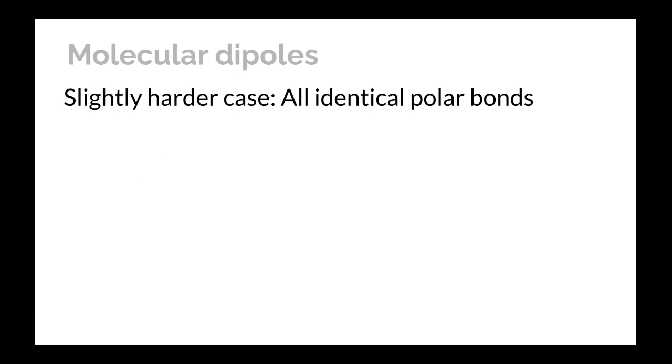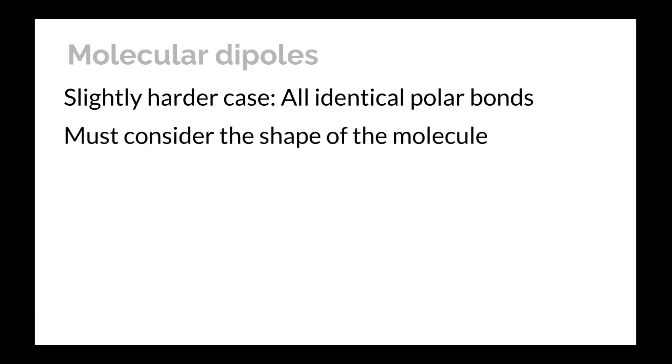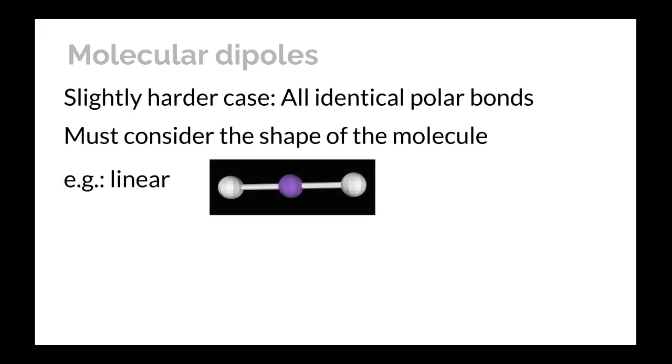A slightly harder case is when we have polar bonds and they're all identical. We're going to have to look at a bunch of different instances to make a kind of a pattern here. We have to look at the shape of the molecule. That's one thing that we have to consider. And then try to make a determination about if the dipoles are going to cancel or not. If the bonds cancel out, then there's not going to be a molecular dipole. But if the bonds don't cancel, then the molecule is polar. So we'll look at a bunch of cases individually, and then we'll come up with a general rule at the end.